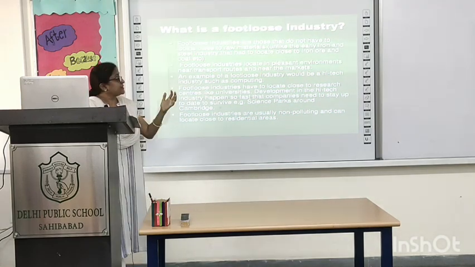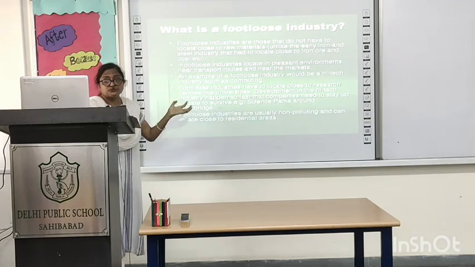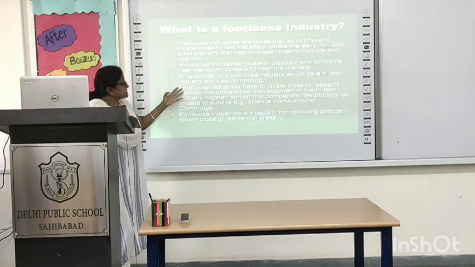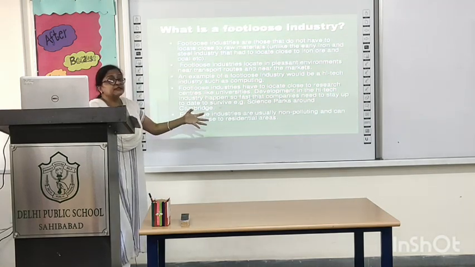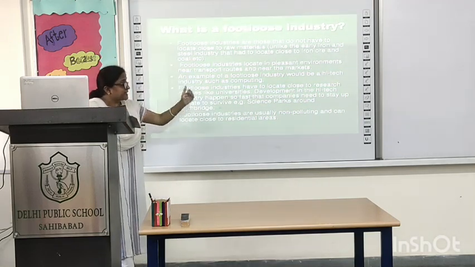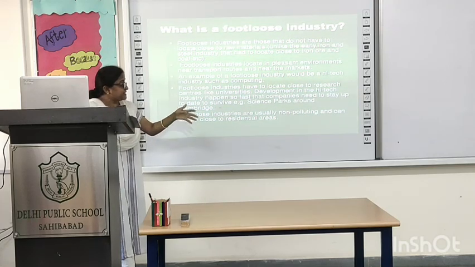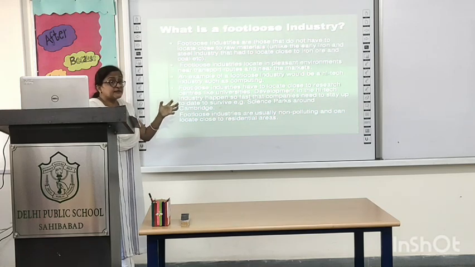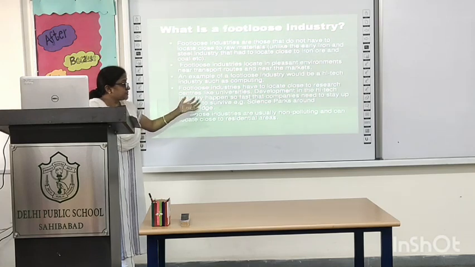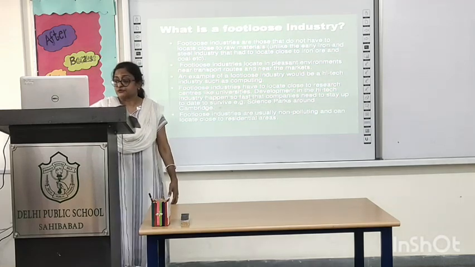An example of footloose industries would be high-tech industries such as computing. These footloose industries have to locate close to research centers like universities. Development in the high-tech industry happens so fast that companies need to stay up to date to survive. The science parks around Cambridge are a very important example of it. Footloose industries are usually non-polluting and can locate close to residential areas also.